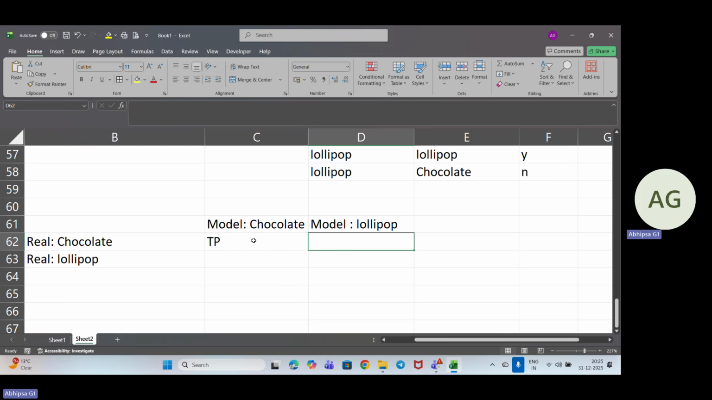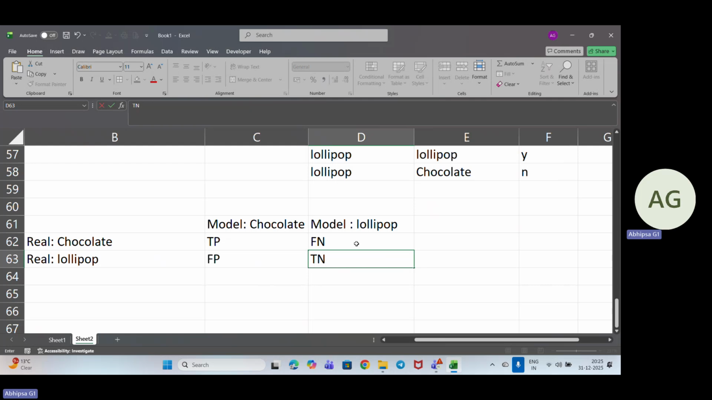Okay. Now coming down, real chocolate with model lollipop. Like this position, real chocolate with model lollipop. So this is basically wrong. How many were wrong in that case? That is false negative. And this one, that is real lollipop, model is chocolate. That is wrong. That is false positive. And this one is coming up as true negative. So that is real lollipop, model lollipop, that is correct. So that is the true negative.